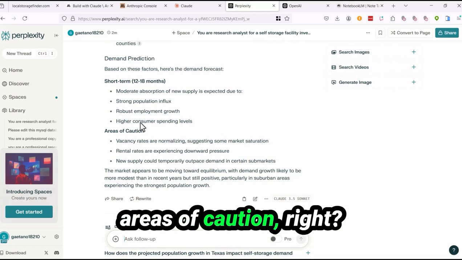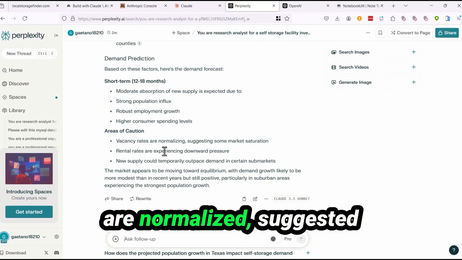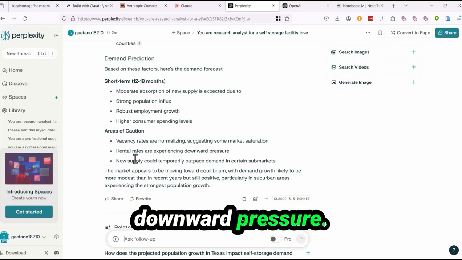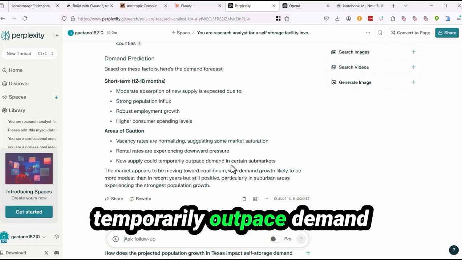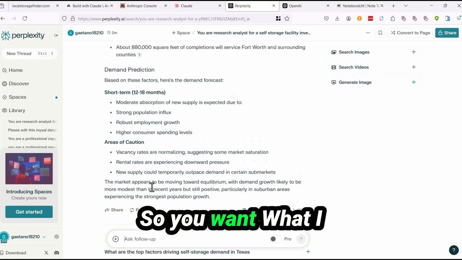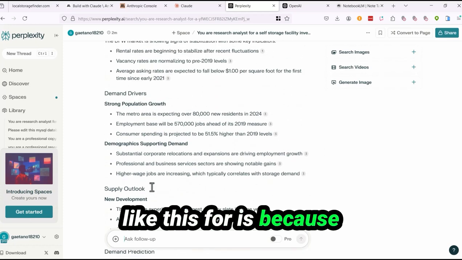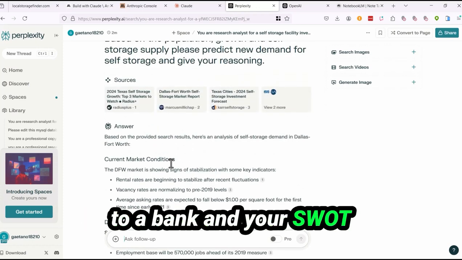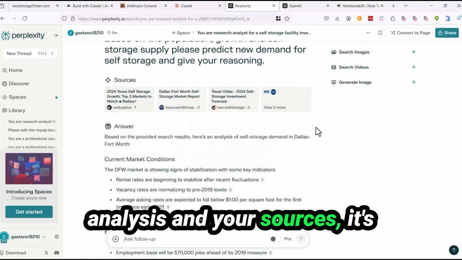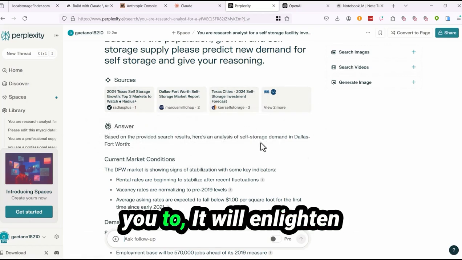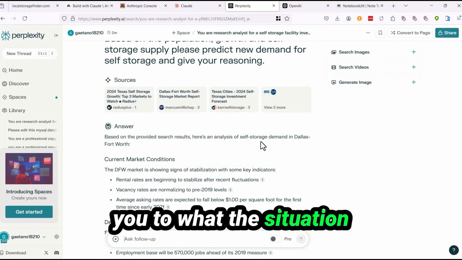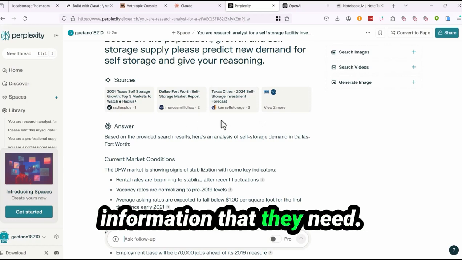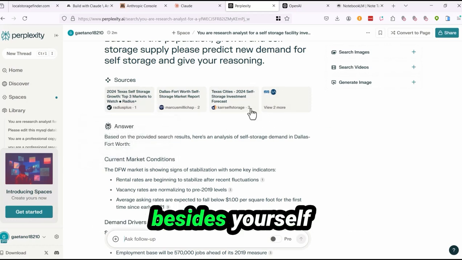Areas of caution: short-term vacancy rates are normalized, suggesting some market saturation. Rental rates are experiencing downward pressure. New supply could temporarily outpace demand in certain submarkets. So you want to be cautious. What I like this for is that banks like information. So if you give this information to a bank with your SWOT analysis and your sources, it's not only going to enlighten you to what the situation on the ground might be, it'll also give the bank the information they need. They like other sources besides yourself.